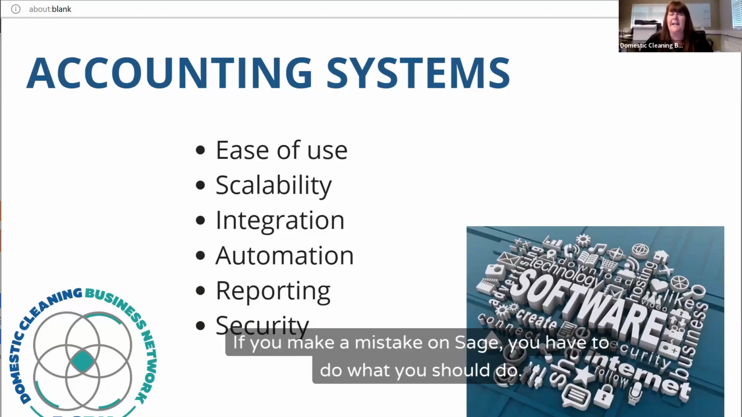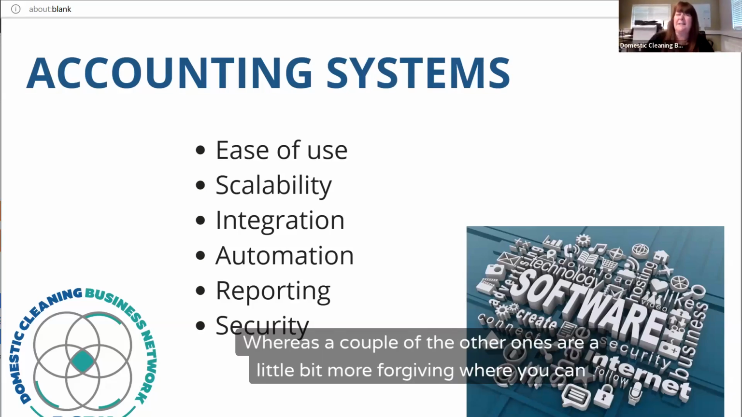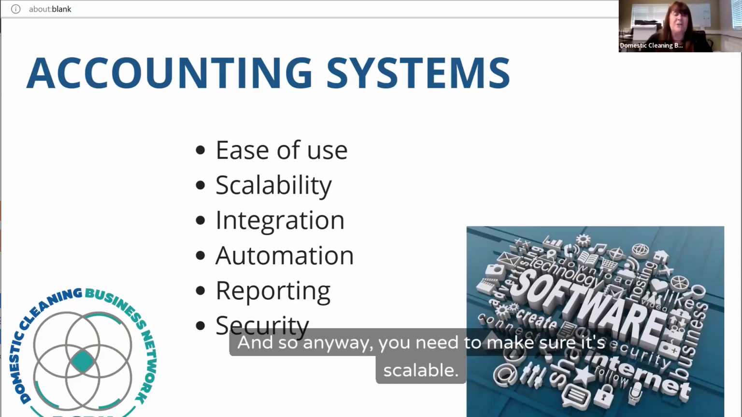If you make a mistake on Sage, you have to actually amend the mistake publicly on the system. It never goes away. Whereas a couple of the other ones are a little bit more forgiving, where you can delete your mistake. So anyway, you need to make sure it's scalable.